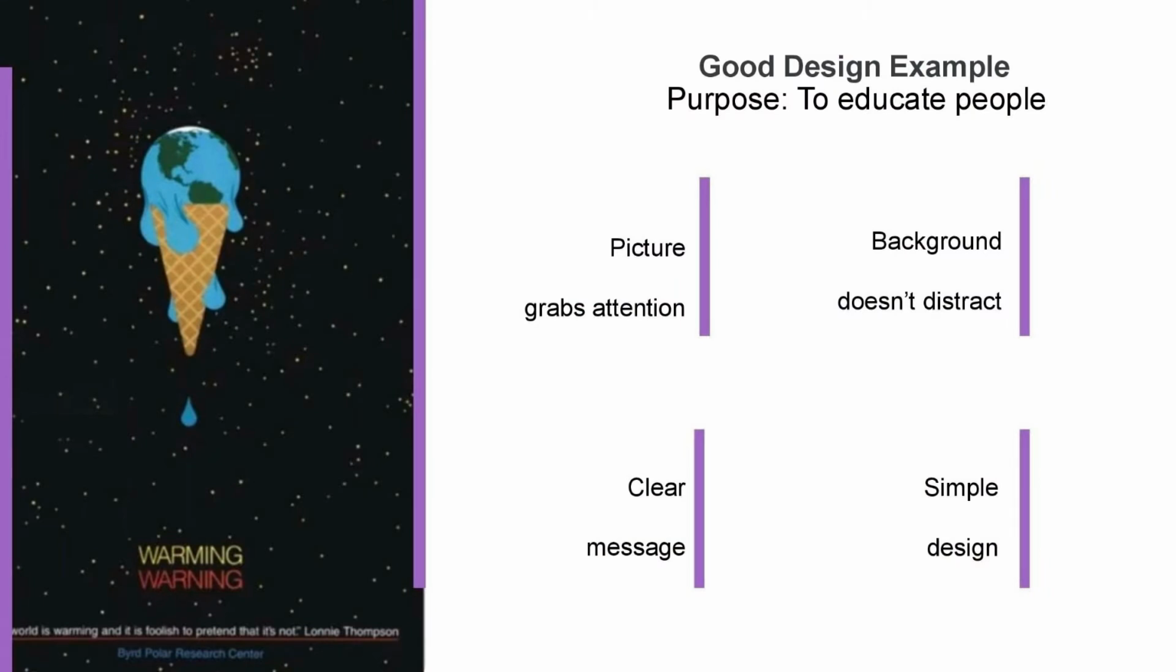example. The purpose of this picture is education. It's a warming warning. There's a clear message, there's a simple design. The picture, the melting ice cone globe, grabs the attention and is obviously the Earth. And it's a bit worrying when it's melting like that. The background, the infinity of space, doesn't distract from the image. It's a very simple design and it's a very clear message.